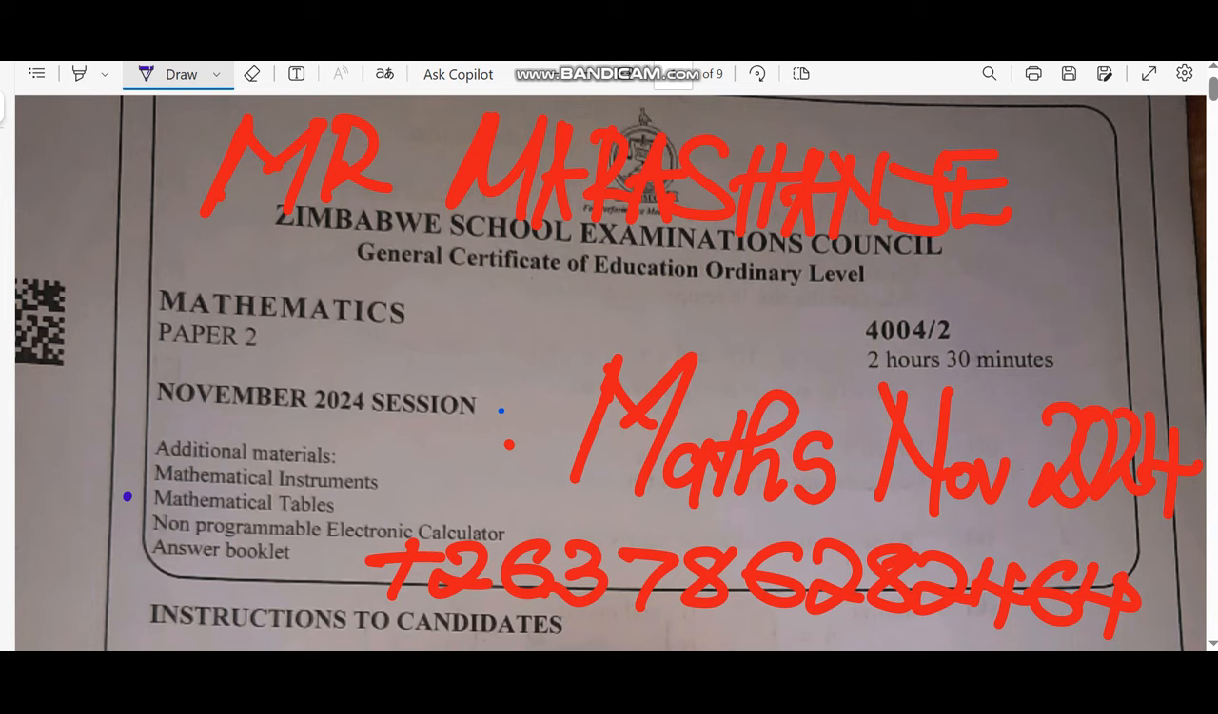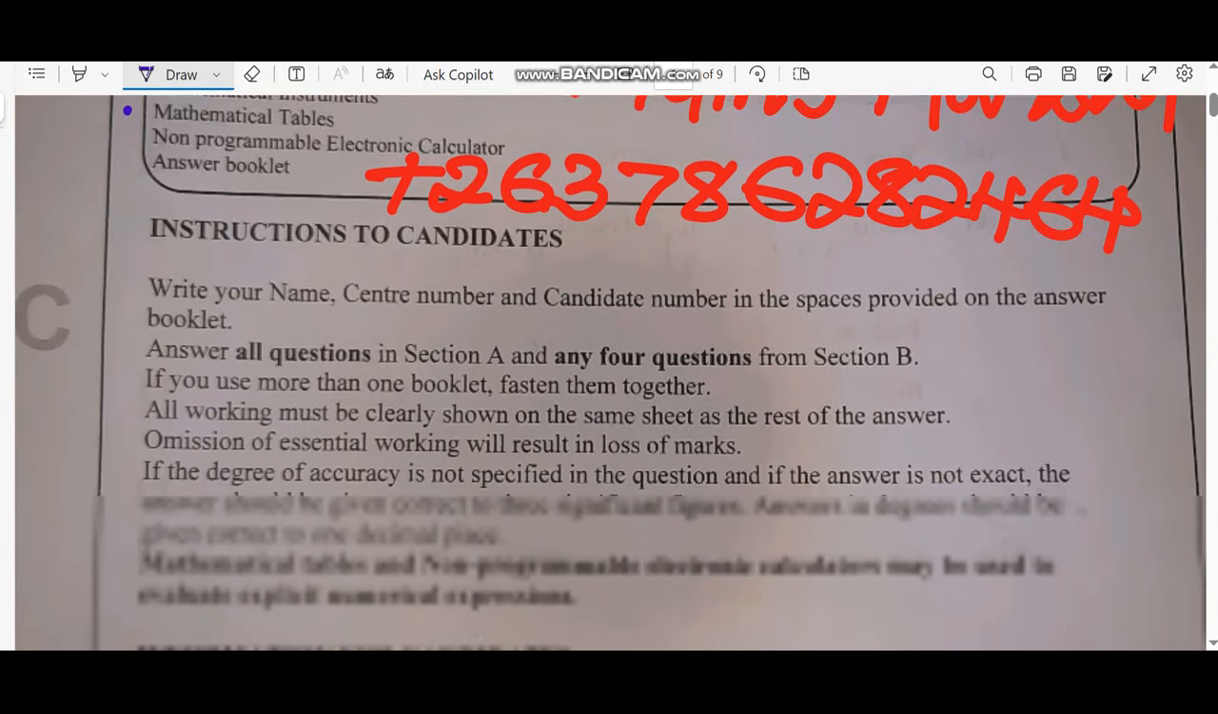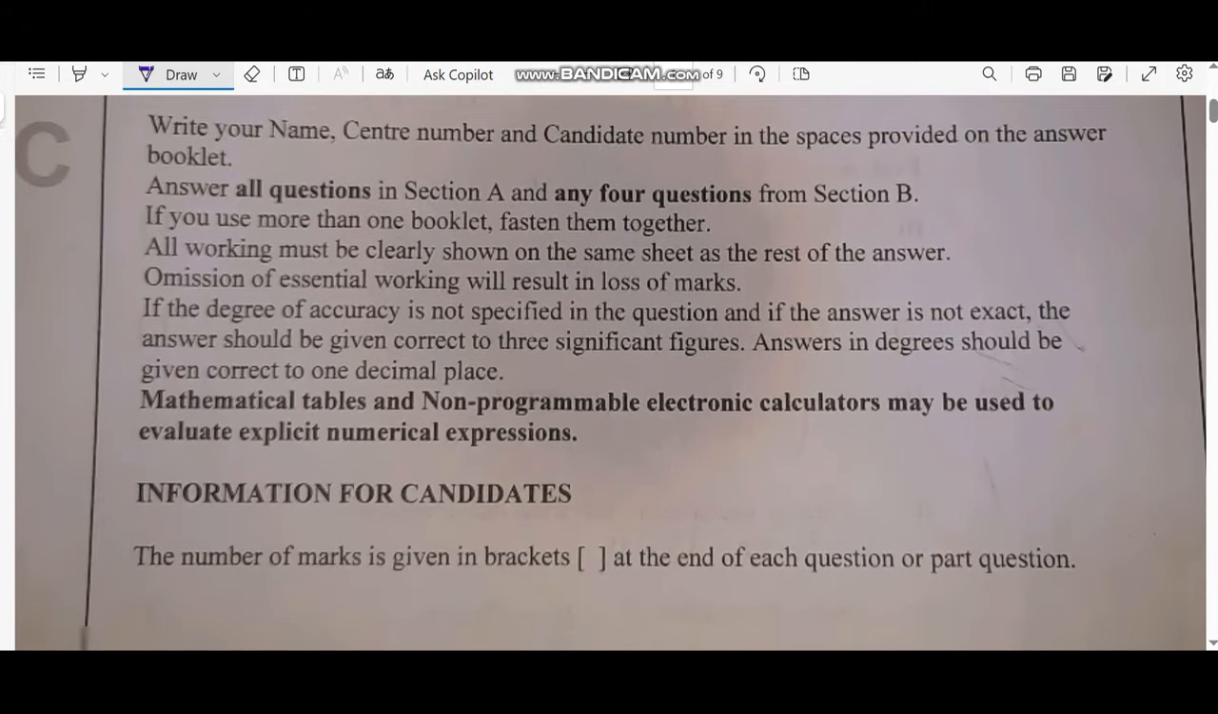Today, I am going to revise with you this most recent paper, which was written in November 2024. So, this is Mathematics Paper 2, November 2024 session, and the time is 2 hours 30 minutes. In this paper you are allowed to use a calculator. So without wasting much of your time, guys, let us start by answering section A.